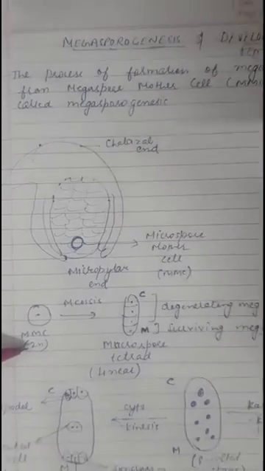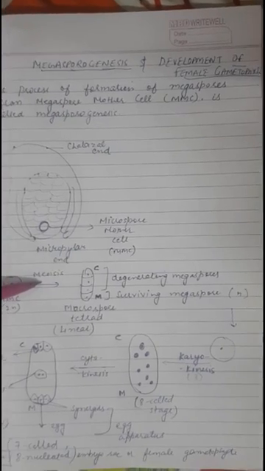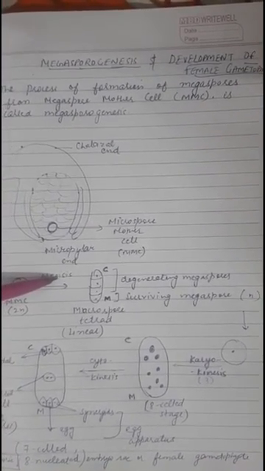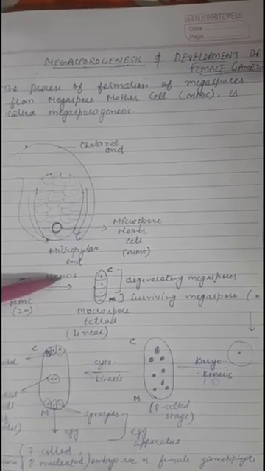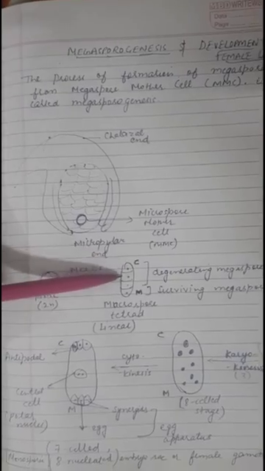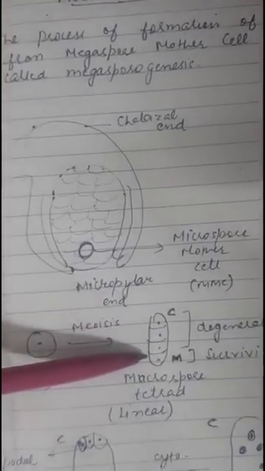You know that during spore formation, the cell division process is meiosis. So they will undergo meiosis. Due to meiosis, 4 cells will be formed. So these 4 cells are, here you can see 1, 2, 3 and 4.